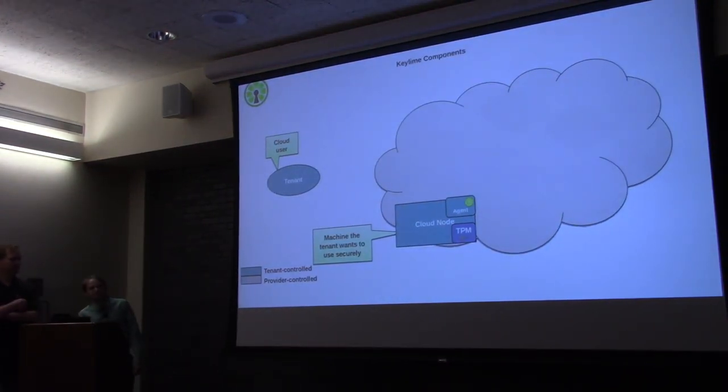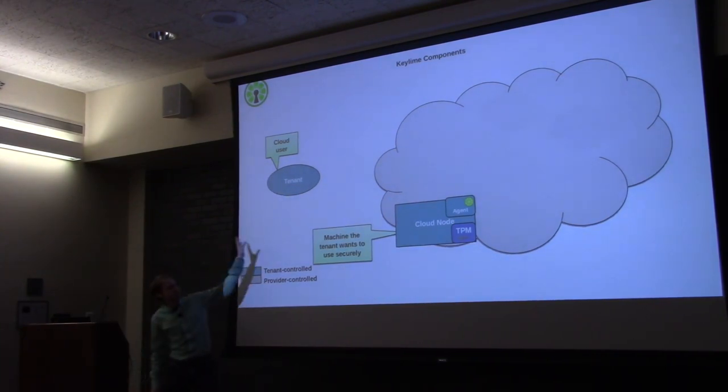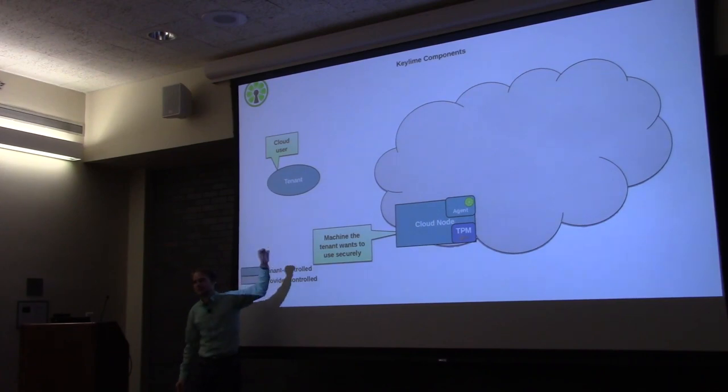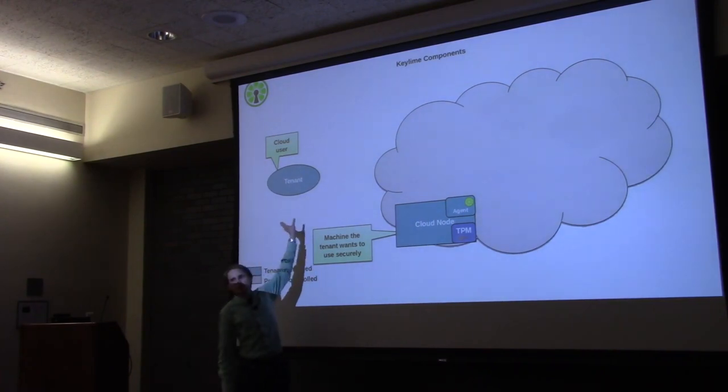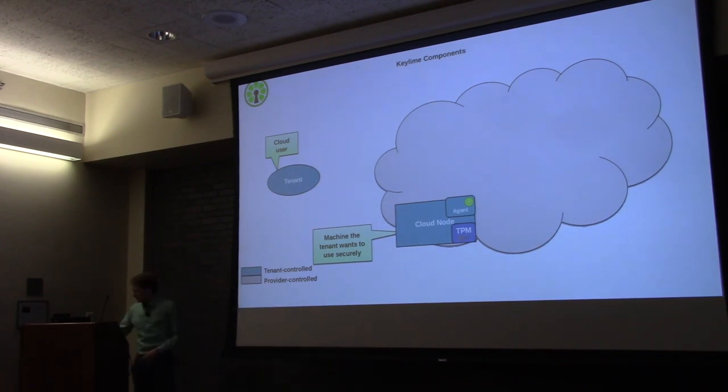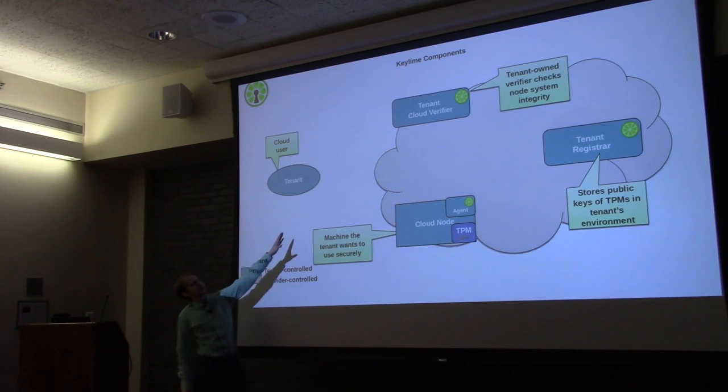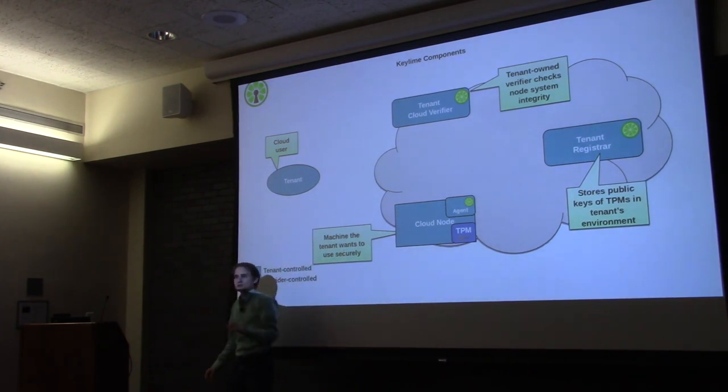Okay, so let's go into a little bit on how Keylime works at a more detailed level. Essentially, what we already have there today is a tenant running, and it's essentially going to be you, and then you have a cloud node that the provider is going to give you. And what Keylime is going to offer is two new components that we're adding to the system, and that is a verifier and a registrar.